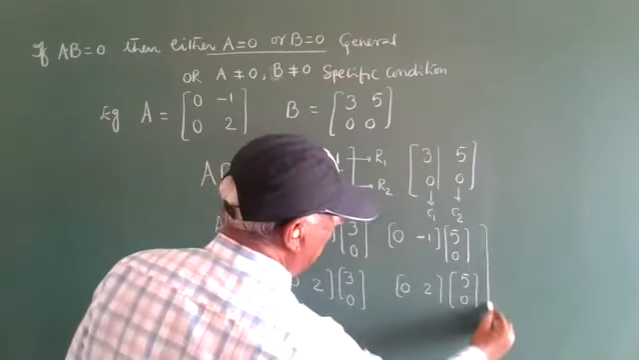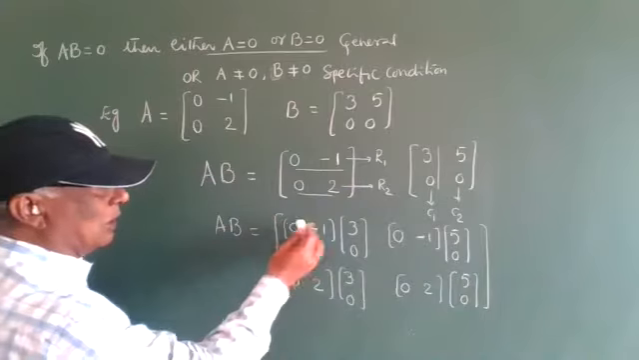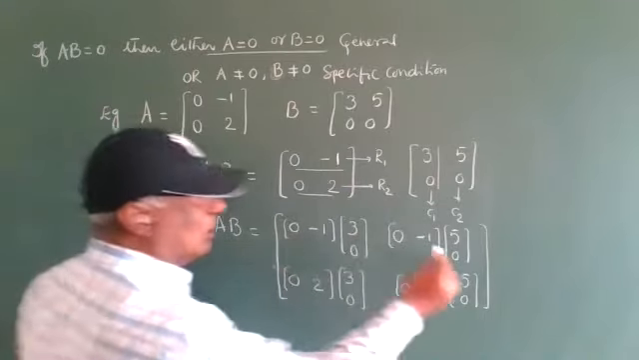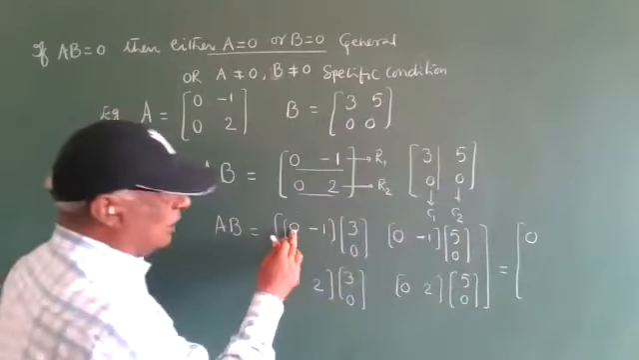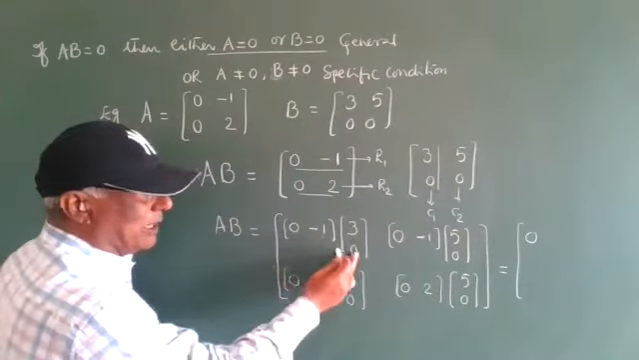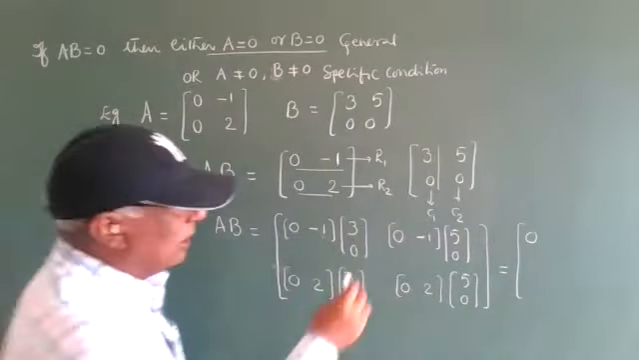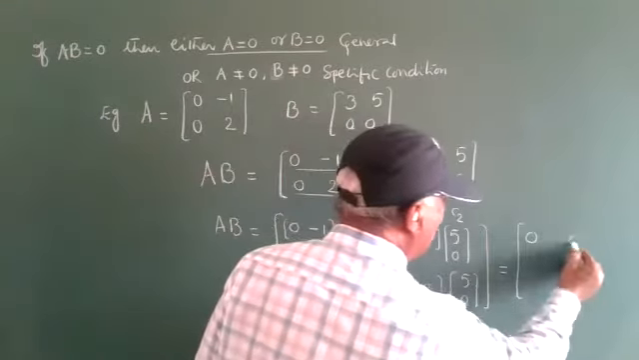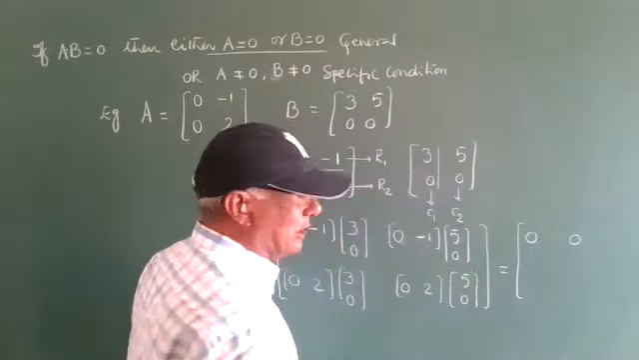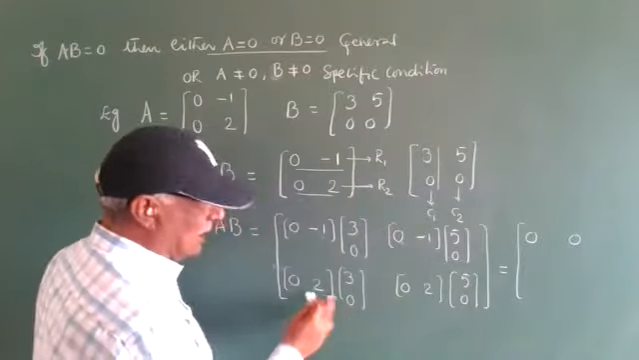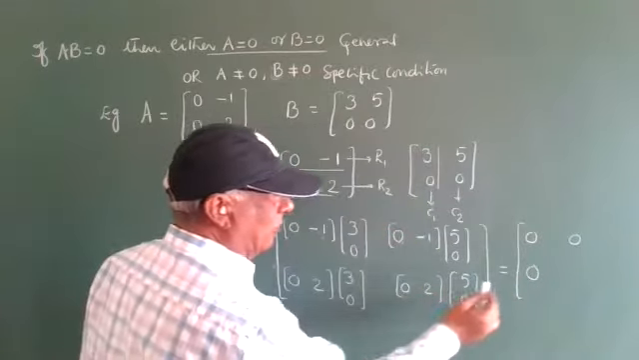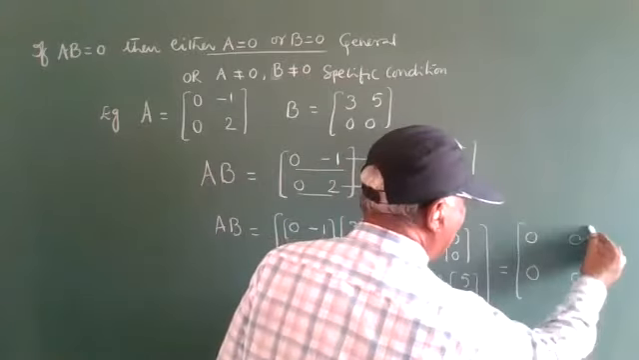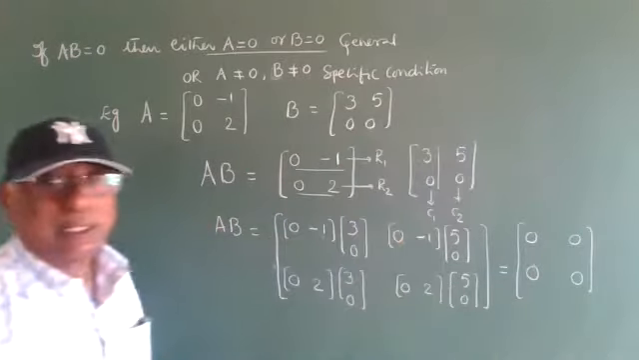Now write down the multiplication. 0 into 3 is 0, minus 1 into 0 is 0, so the total value is 0. 0 into 5 is 0, minus 1 into 0 is 0, total value is 0. 0 into 3 is 0, 2 into 0 is 0, total value is 0. 0 into 5 is 0, 2 into 0 is 0, total value is 0. Therefore, we get the null matrix.